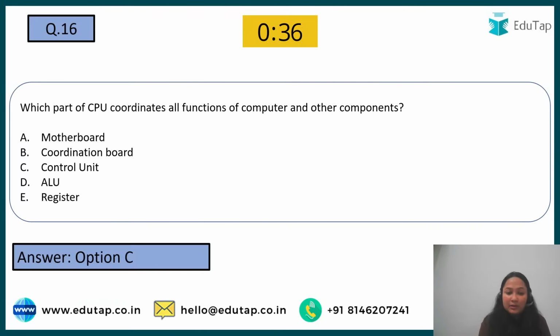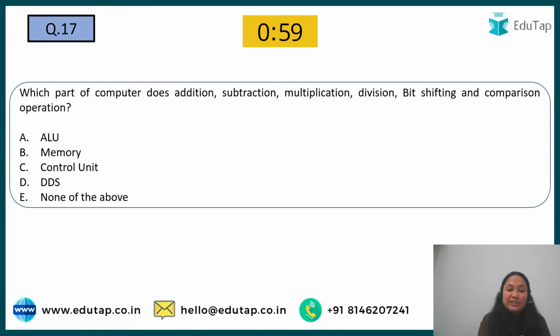Alright. Now here the next question is, which part of computer does addition, subtraction, multiplication, division, bit shifting and comparison operations? Again, I have already discussed it multiple times. This time I will not even give the answer. I want the answer from all of you guys. Of course, memory cannot be the answer, because memory is the term for storage, and we are not storing anything here. So what will be the correct answer? The correct answer, of course, very good. The correct answer of this particular question will be ALU. Arithmetic logic operation.